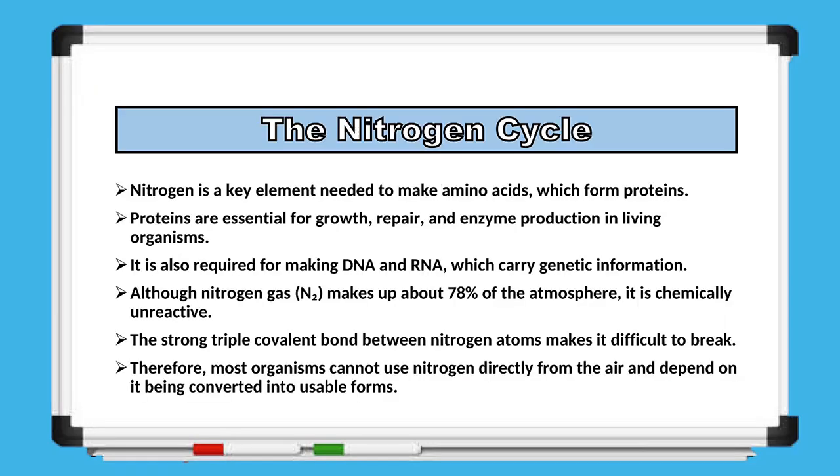The nitrogen cycle is the continuous movement of nitrogen between the atmosphere, soil, plants, animals, and microorganisms. Nitrogen is an essential element because it is needed to make amino acids, which are the building blocks of proteins. It is also required for the formation of DNA and RNA. Although about 78% of the Earth's atmosphere is made up of nitrogen gas, most living organisms cannot use it directly because the nitrogen molecules are held together by a very strong triple bond. Therefore, nitrogen must first be converted into usable forms before plants and animals can benefit from it.